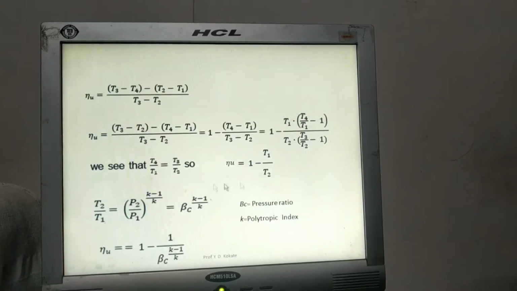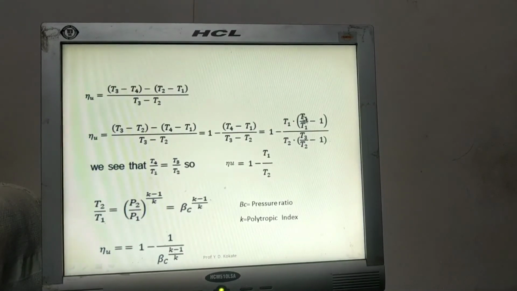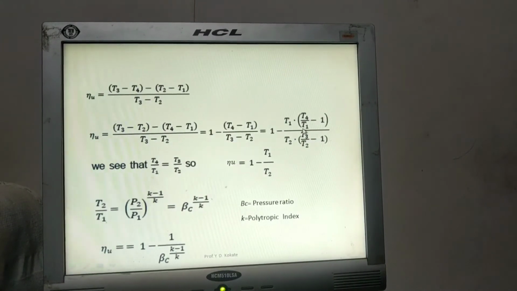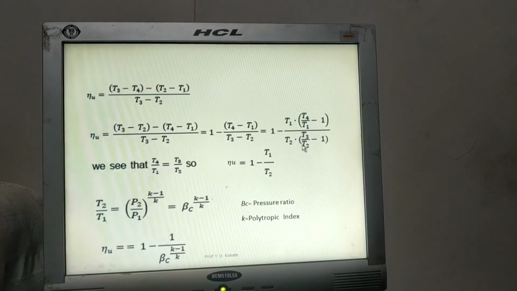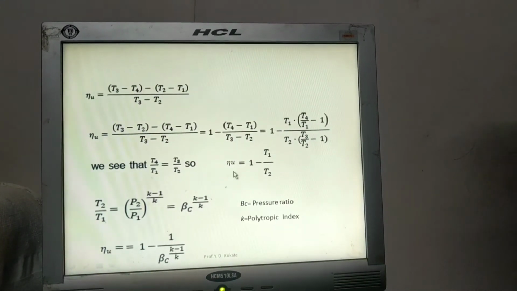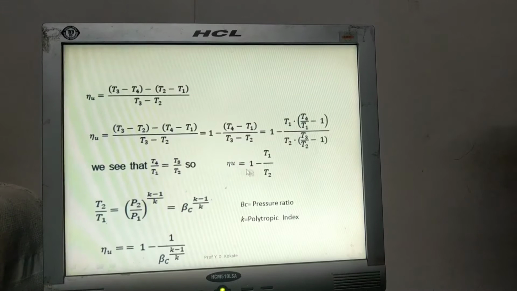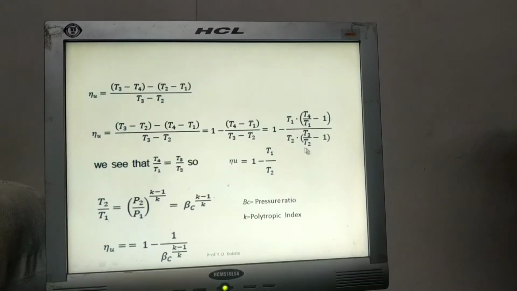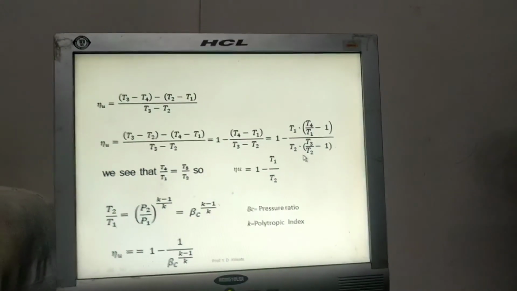So we can write T3 upon T2 over here and T4 upon T1 over here, and here also T4 upon T1. So this whole bracket will get cancelled. So we will get a formula: efficiency is equal to 1 minus T1 upon T2, because this total bracket is the same, so it gets cancelled.